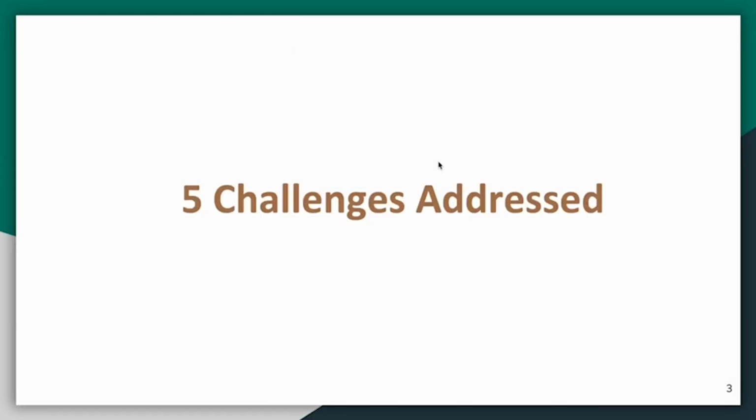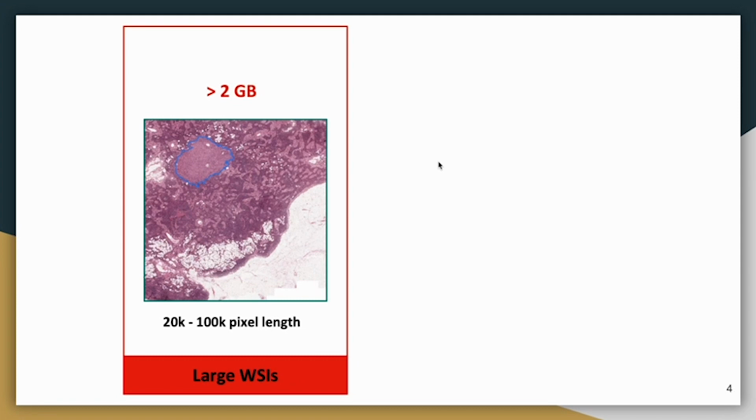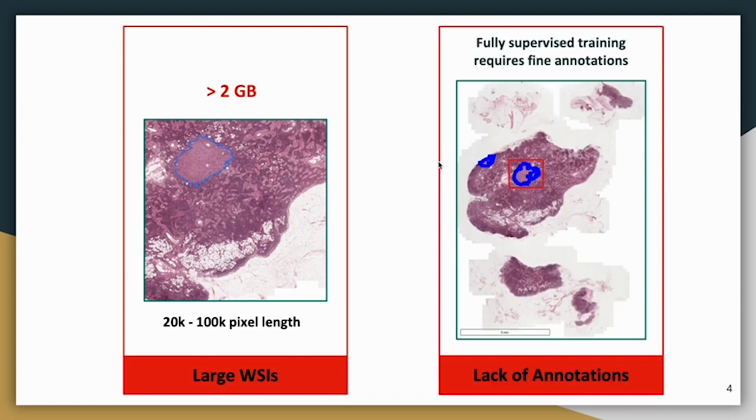In this project, we address 5 major challenges. Usually these whole slide images are very large in both size and resolution and inefficient to use in machine learning algorithms. Therefore, we process the whole slide images in patch level. Due to the large resolution of whole slide images, it is extremely costly to get pixel level annotations. To overcome this issue, we follow a self-supervised learning approach.